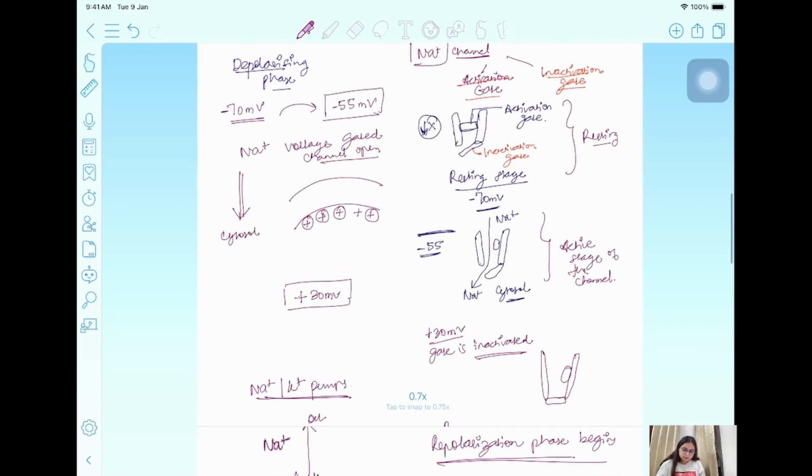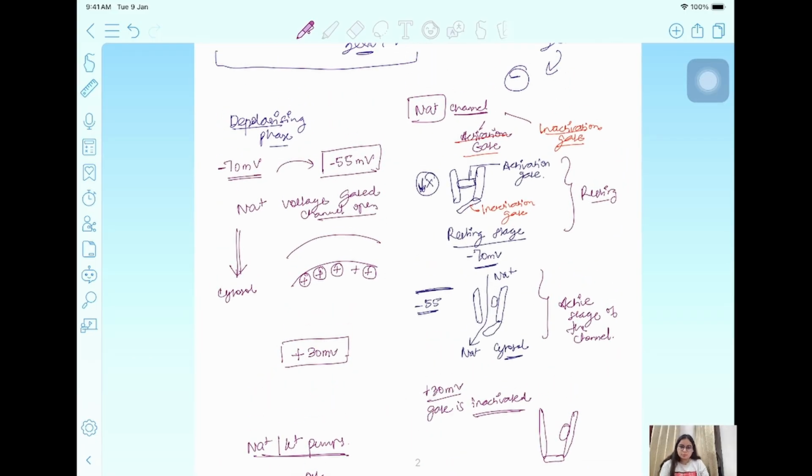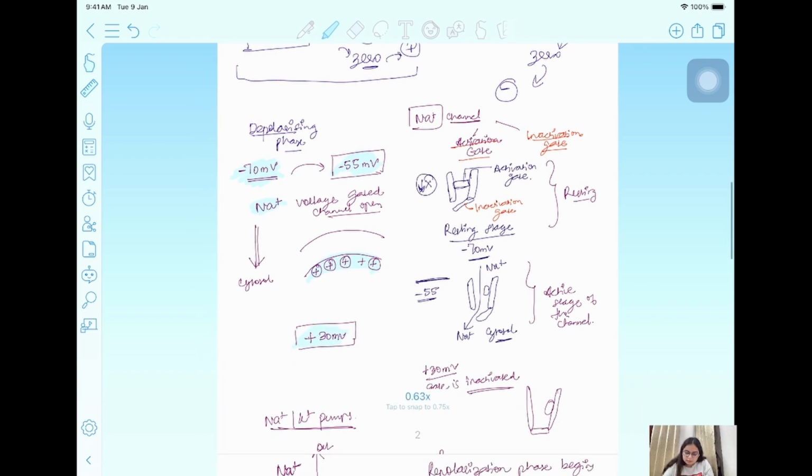To summarize the depolarization phase, the membrane potential was minus 70. In response to a stimulus it moved towards the positive side and reached minus 55 millivolts. Then the voltage gated sodium channel opens, because of which the inside of the cell becomes more positive and reaches plus 30 millivolts. Now, the voltage gated sodium channel has two gates: one is the activation gate, the other is the inactivation gate.